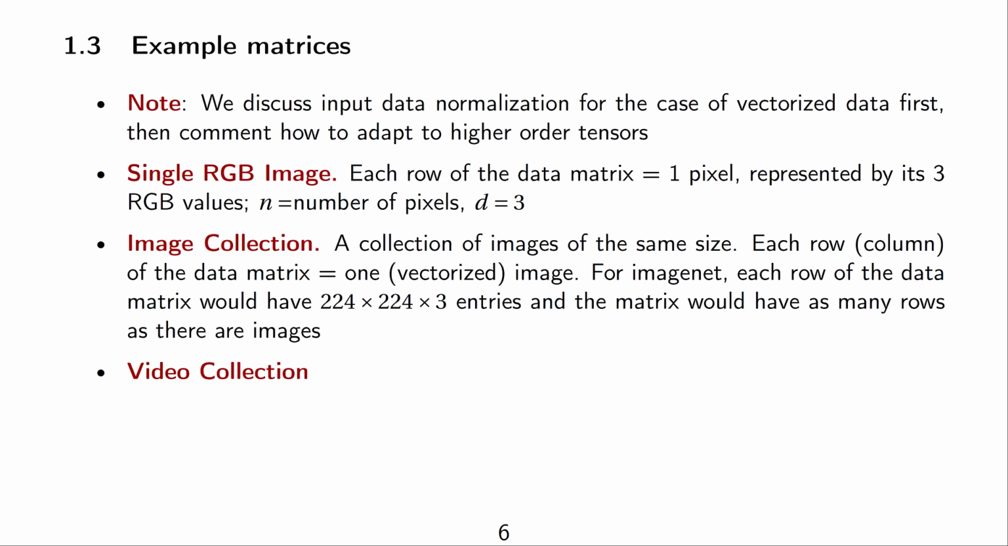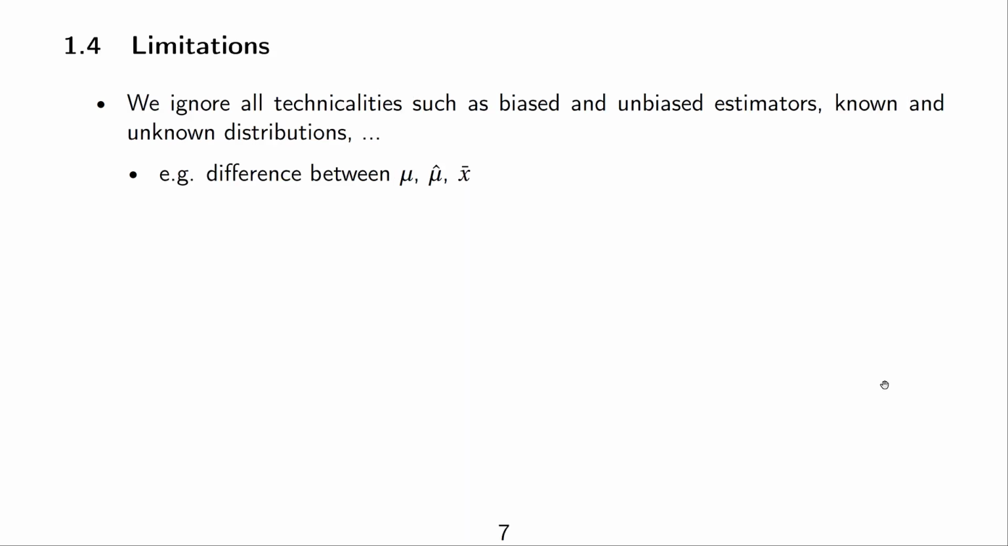Also, to make it self-contained, here are some examples again, but the only thing to mention now is that we're going to start with vectorized samples first and see what everything looks like when we have vectors as input to a network. Also, the general disclaimer: we ignore all technicalities such as biased and unbiased estimators or known and unknown distributions. We're just going to look at everything from a pure calculation standpoint.